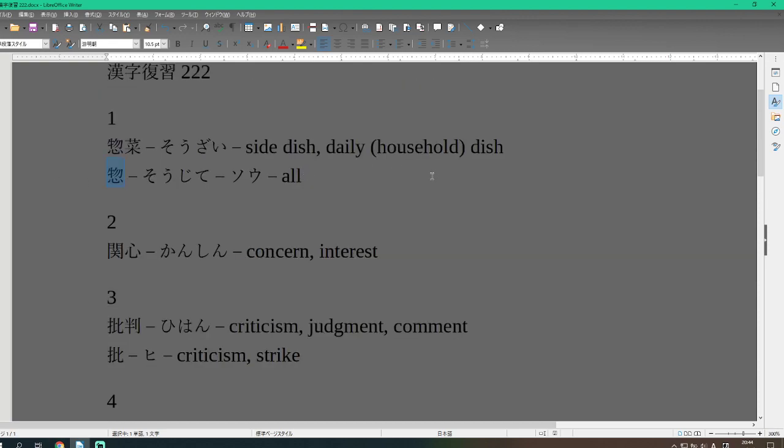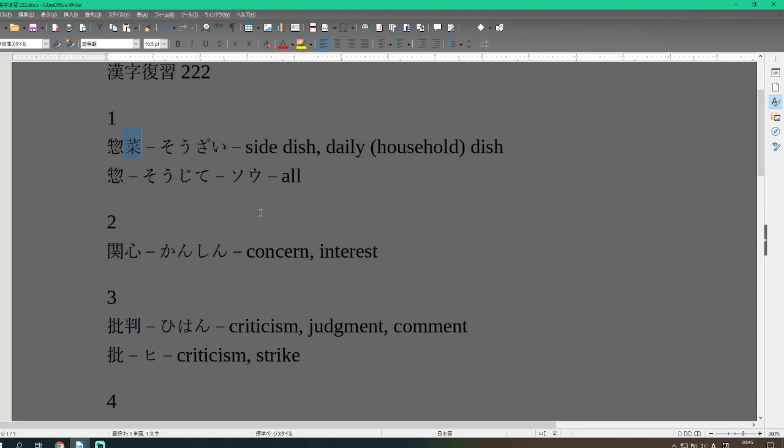It might not be. Anyway, our first word is sozai, a side dish or a daily household dish. So on the left side is our new kanji for all, and zai on the right side is just a vegetable. So all vegetables is the literal translation, though it literally means a side dish or a daily household dish. Usually vegetables or a pickled something.